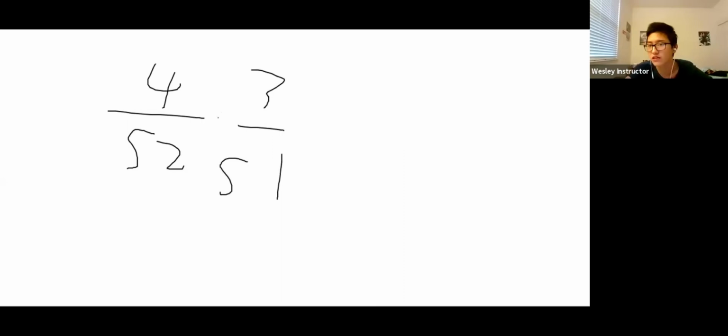All right, the top 2 cards are both aces. There are 4 ways out of 52 to choose an ace, times 3 over 51. If you simplify this, it becomes 1 over 221. So this is the last one.